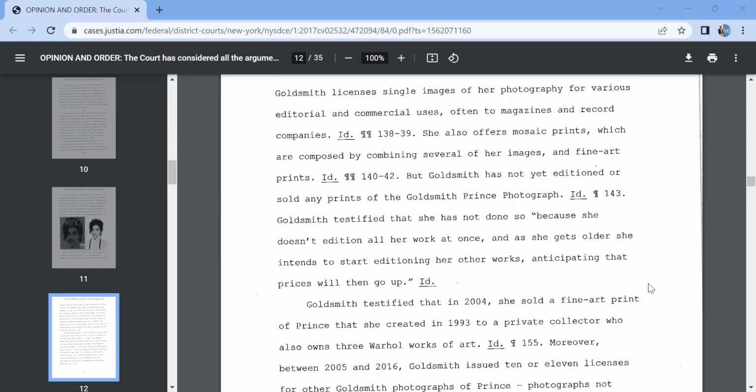But Goldsmith had not yet editioned or shown any print of her Goldsmith print photograph. Goldsmith testified that she had not done so because she doesn't edition all her work at once. And as she gets older, she intends to start editioning her other work, anticipating that prices will then go up.